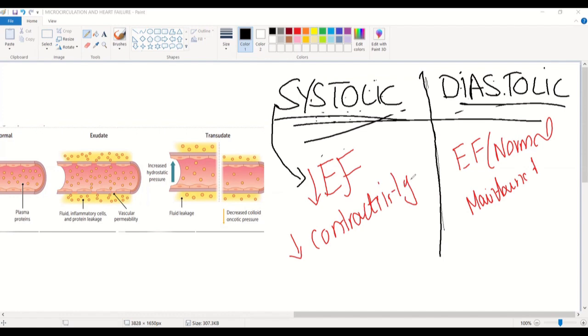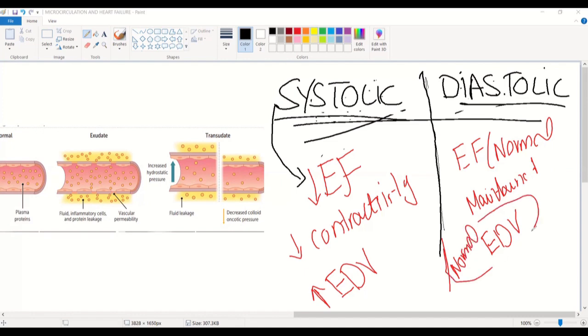So these kinds of arrows or differences are very important, right? Okay. What about the end diastolic volume? Increased in systolic heart failure. And what about in diastolic heart failure? Decreased. Sorry, it's either normal, maintained, yeah. It's normal. Okay. Why is it normal? Because the heart is already dilated in diastolic heart failure.